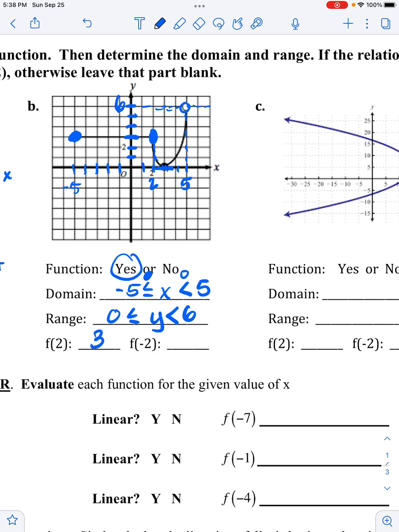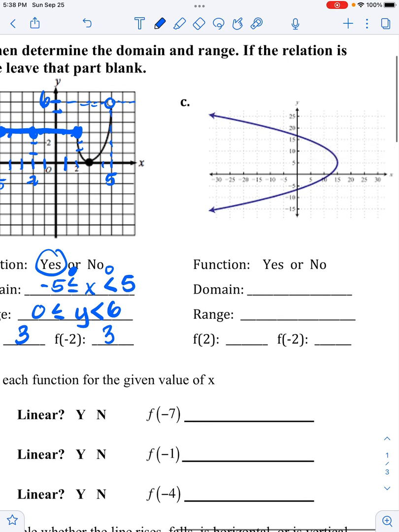So this is a 3 because I made it so blobby, but you can see from the original graph that over 2 up 3 is a point. And then at -2, which is right here, it's up 3 as well, because they're both on a horizontal line. So every point on this horizontal line actually has a y value of 3. This one fails the vertical line test because it crosses here and here. So that's going to be a no.